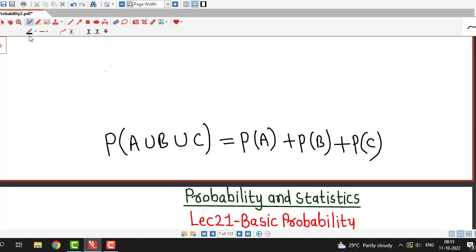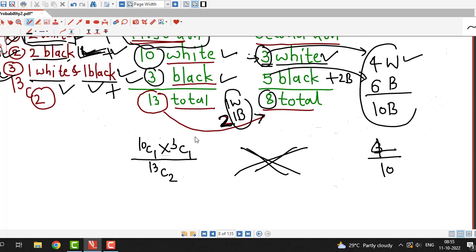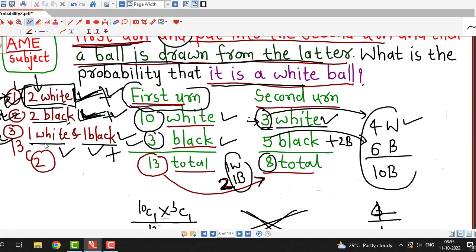You can see here I have used the product rule for counting to write down the probability of one white and one black ball. We can select one white ball from 10 white balls in 10C1 ways, and we can select one black ball from 3 black balls in 3C1 ways, and we have to perform both the tasks. So we are multiplying these numbers. This is divided by 13C2.